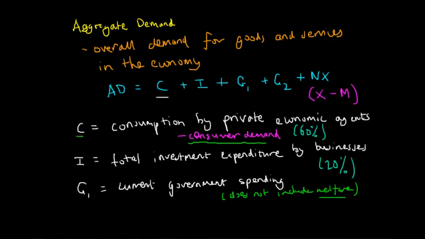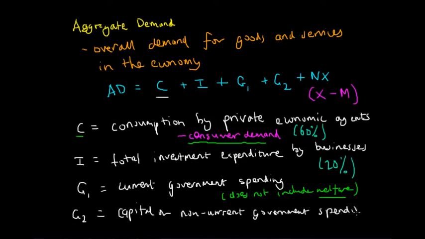And finally we have G2, which is all capital or non-current government spending. And what this is, is every purchase made by the government which has a useful life of greater than 1 year, which is defined as non-current. So this could include spending on transport, buildings, roads, railways, water supply, anything that is non-current. So anything that would last for more than 1 year in the government budget.